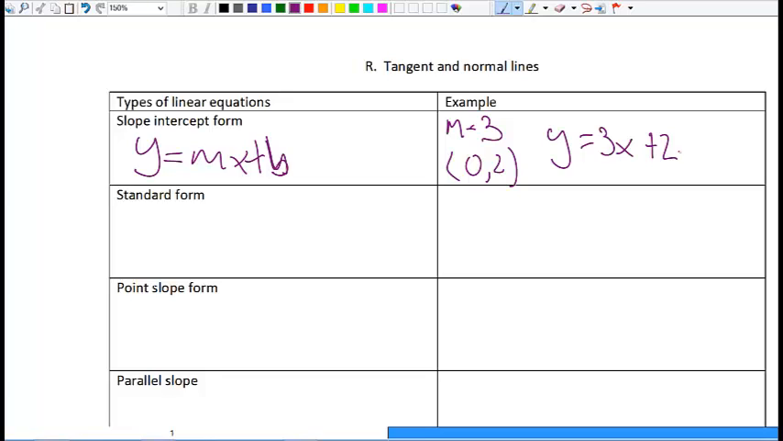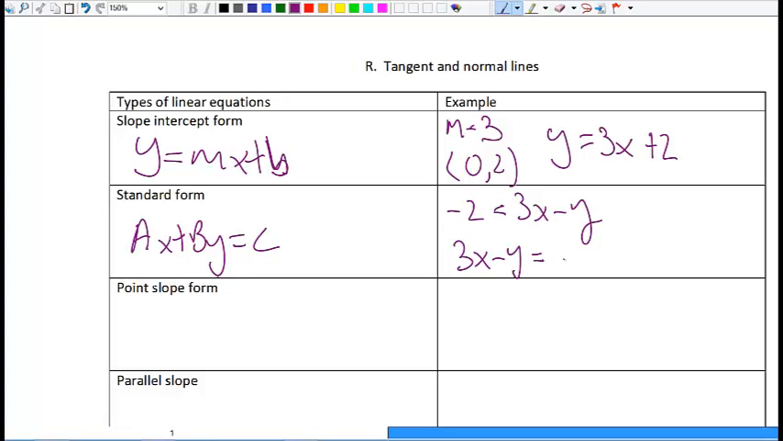Okay. Standard form, ax plus by equals c, has its own set of strengths. Typically, if you're solving a system of equations, standard form is nice. An example of this, let me go back up to the slope-intercept form. If I bring the y over and bring the 2 over, I get negative 2 equals 3x minus y. And if I just reflect that, then I get what typically is our standard form. So standard form is great if you're trying to find intercepts. Then you can plug 0 in for x and 0 in for y and solve. But other than that, it doesn't do much.